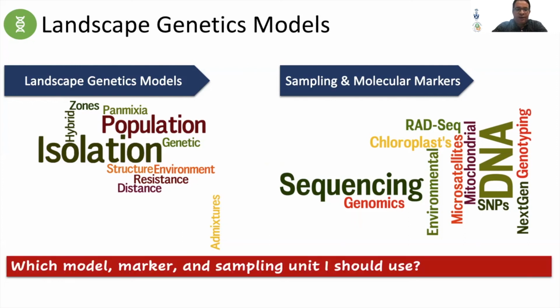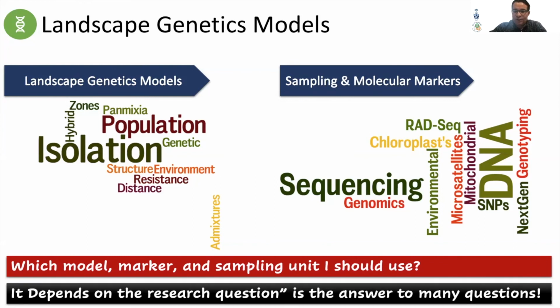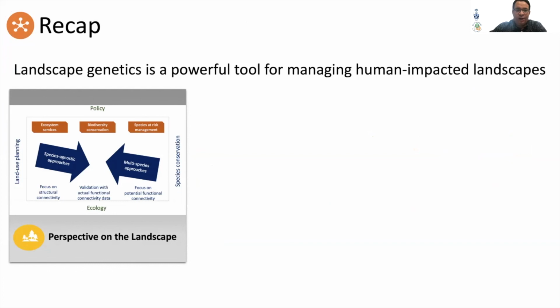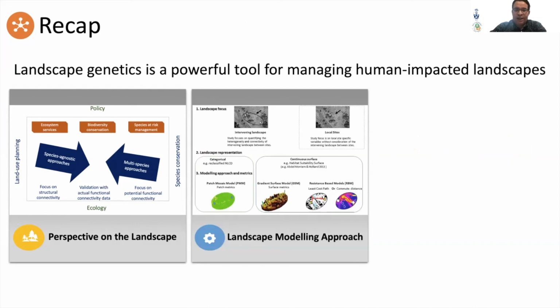Now, we might have a question about which model, markers, and sampling techniques I should use. And then, as we all know in landscape genetics, it depends on the research question is the answer to many questions in the field. Finally, to recap, landscape genetics is a powerful tool for managing human impacted landscapes because it provides a framework that combines species perspective and human perspective to the landscape. It has a lot of models that can help us simplify the landscape and understand and evaluate the connectivity situation.